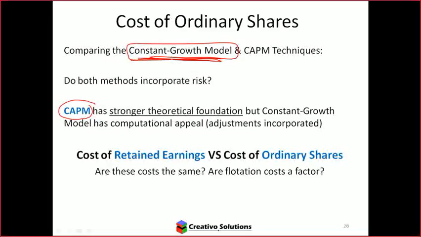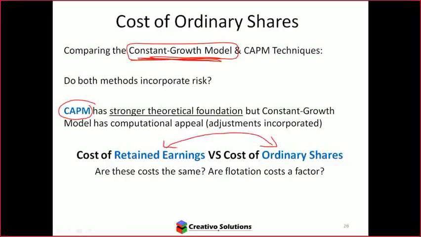Alright, so in terms of theory, CAPM is preferred because it is stronger from a theoretical point of view. Do both methods incorporate risk? No, only the one does. Right, so we need to discuss this again. Earlier on you saw it, I'm going to expand on it now.